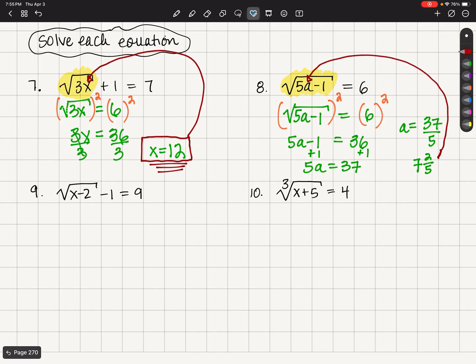Therefore, a equals 37 over 5 works. Now, if I want to be exact, I'm going to plug it back in, and I'm going to show you that sometimes it's not as even with a fraction, but it's really not that bad. 5 times 37 over 5 minus 1. The 5's cancel, and I get 37 minus 1, which is the square root of 36. And then remember that equaled 6, and that's a true statement. Therefore, it works.